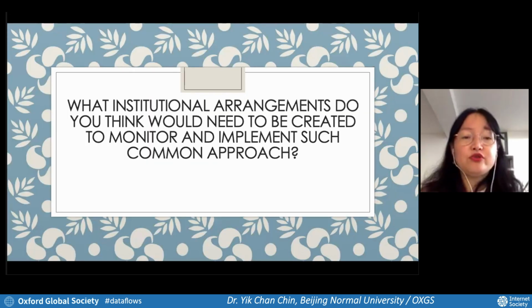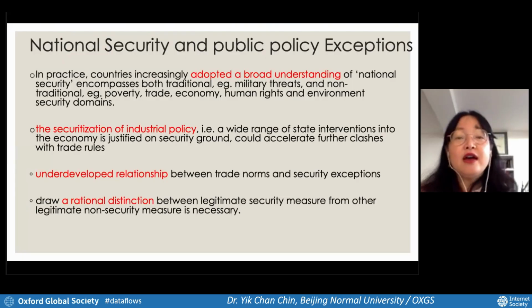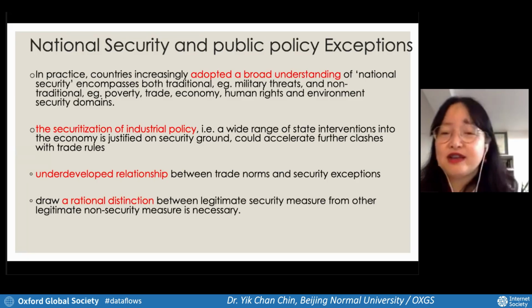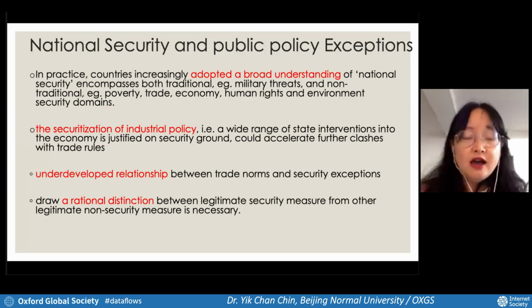So what institutional arrangement do I think we would need to create to monitor and implement such a common approach? First of all, it's about the national security and public policy exceptions. If you look at all these FTAs, even WTO negotiation, there are narratives of national security exceptions. Therefore, we can see the tendency that countries increasingly adopt a very broad understanding of national security, which is beyond the traditional definition, such as military threat, to include non-traditional concerns, such as poverty, trade, economy, human rights, and environmental security. This is what we call the securitization of industry policy. So in order to build up a consensus, that leads to drawing a rational distinction between legitimate security measures and other legitimate non-security measures. So this is the first thing we need to address.